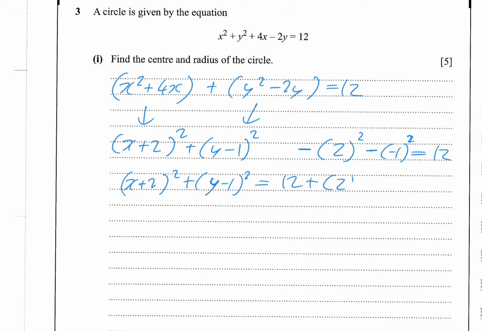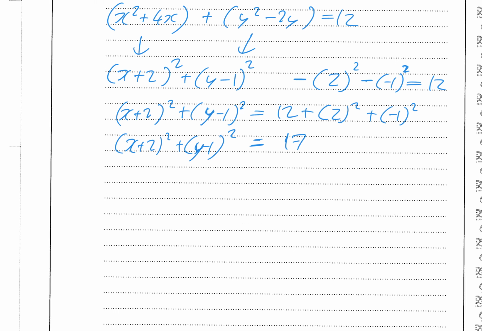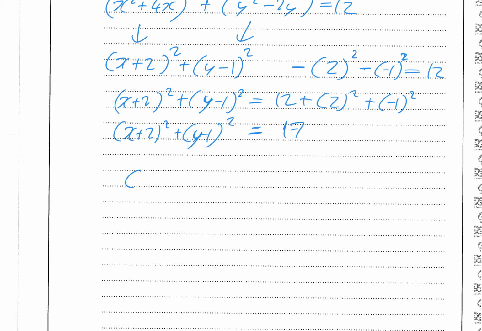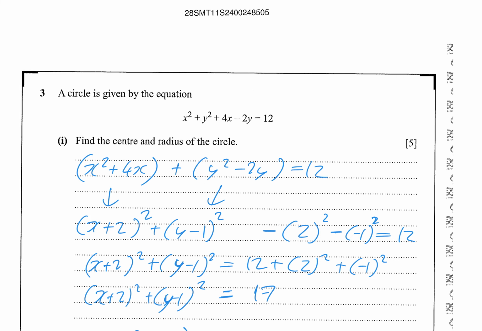These things will fire across the other side now. And if I get that, that means that's just x plus 2 squared plus y minus 1 squared is equal to, what's that going to be? 12 plus 4 plus 1. 12 plus 4 is 16 plus 1 is 17. And then that means my center is going to be 2. It's not. It's going to be minus 2, 1, I should say. And my radius is root of 17. Find the center and radius. Done.